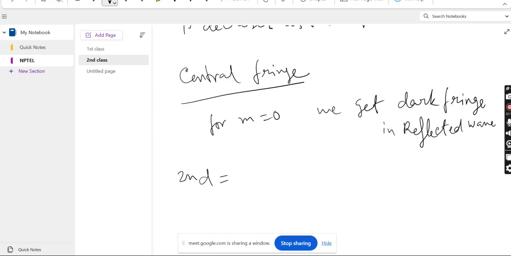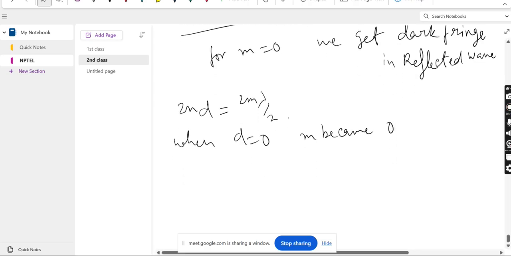D needs to be 2 n lambda 2. So for d equal to 0, n is zero. So if d is not equal to 0, then this thing will not hold. So if it doesn't have a perfect placing on the plate, we will not have the central fringe as a dark fringe.